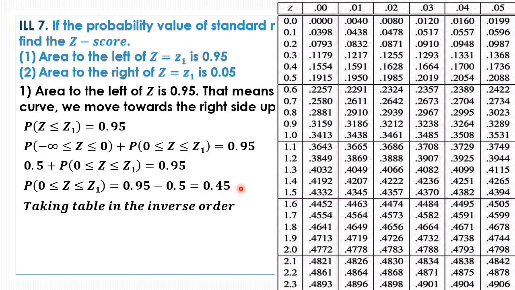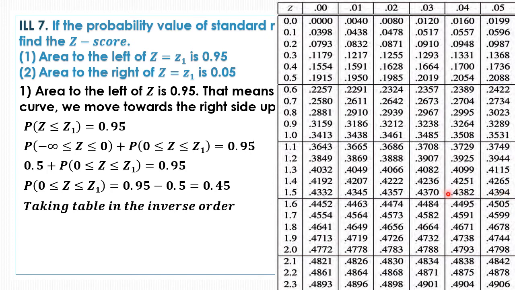My answer is 0.45 and I need to get the closest value, so I have got two values here. So the z value for 0.4495 is 1.64, and for 0.4505 it is 1.65. So I can take either of them because they are not the exact values, but my value lies somewhere between.